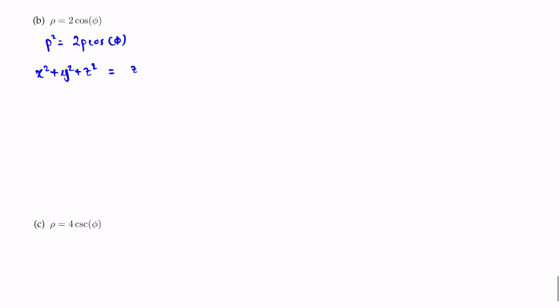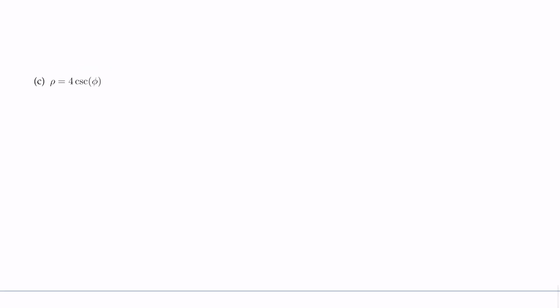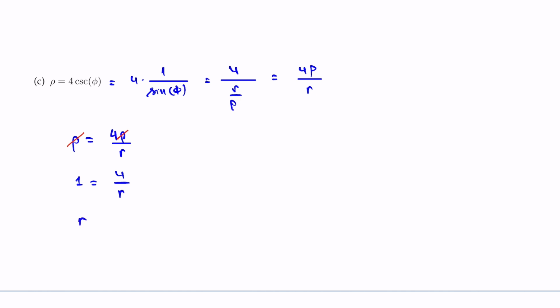Now for c, you have rho equal to 4 times cosecant of phi. Before we do any conversions, let's start by rewriting cosecant of phi as 1 over sine of phi. So that is 4 times 1 over sine of phi. And sine of phi is written as r over rho. So you get 4 over r over rho. To divide a fraction, you multiply by the reciprocal, so you have 4 times rho divided by r. Now the equation is of the form rho equals 4 rho over r. You see that rho can be eliminated on both sides of the equation, so you get 1 equal to 4 over r, or r is equal to 4.